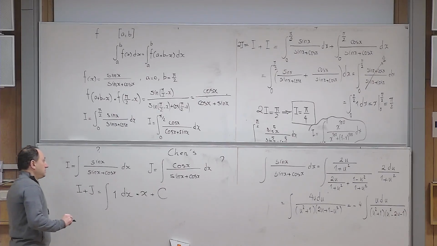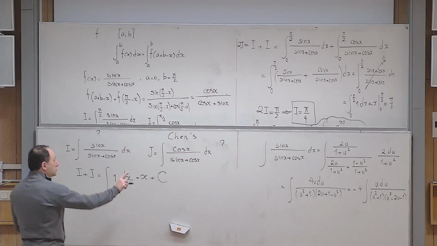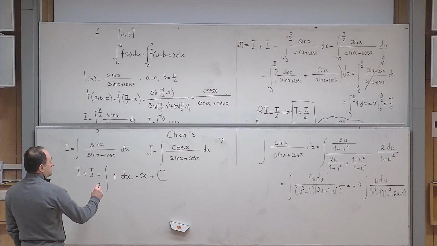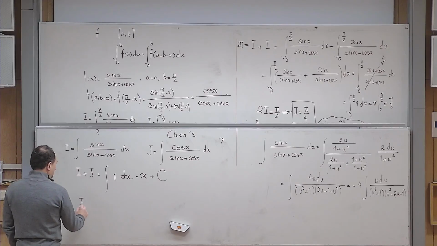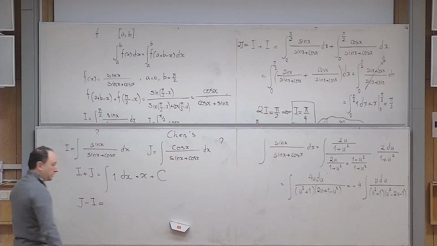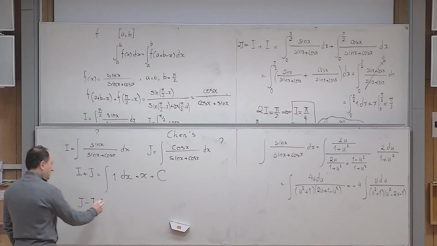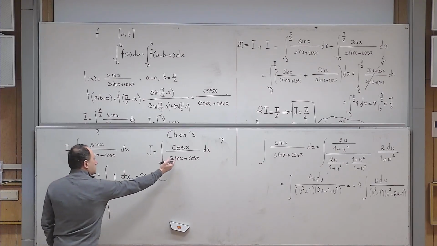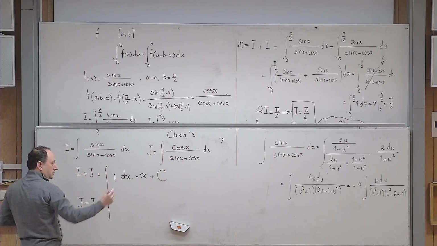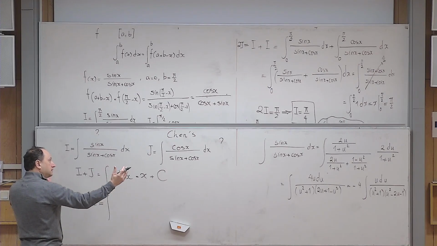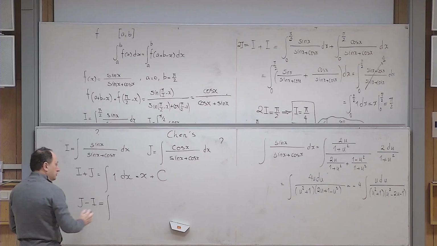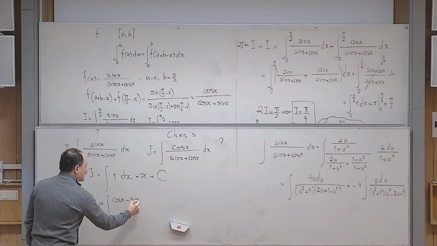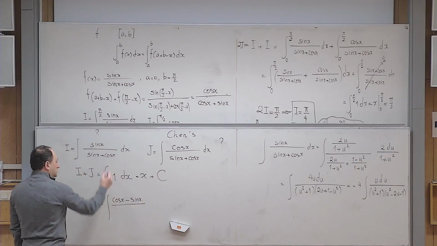But the interesting thing is this one. If you subtract these integrals, what happens? Let me calculate J minus I. Okay, so that was the nice trick. If I calculate J minus I, I have to subtract the integrands. I can combine two integrals into one integral on the condition that I combine the integrands. So it becomes cosine x minus sine x over sine x plus cosine x.